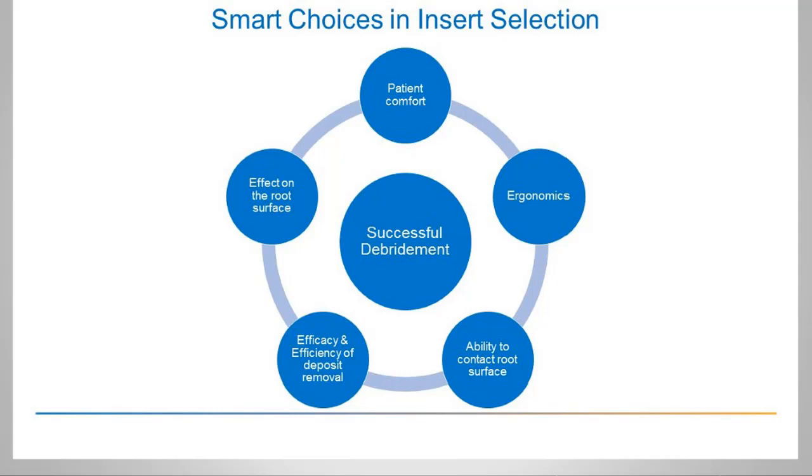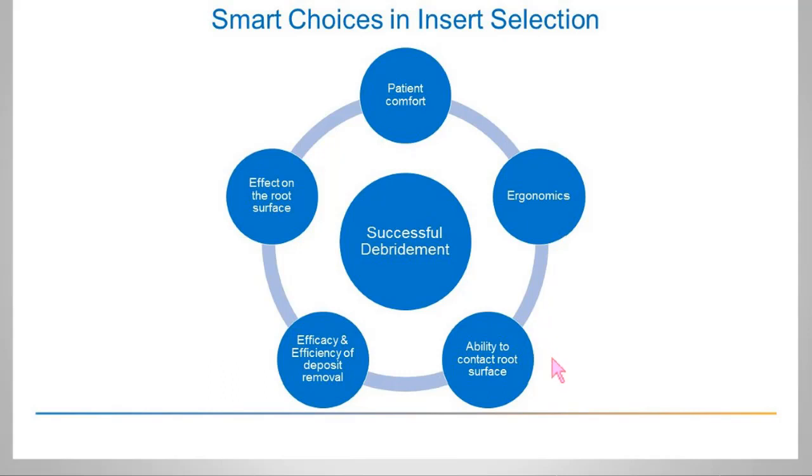So thinking about our treatment outcomes, what are the outcomes that we'd like to achieve? Our overall aim is successful debridement, and there are many key factors associated with that. Ergonomics: how does using an instrument affect us? How does this affect our patient?